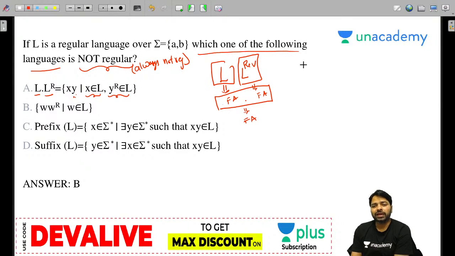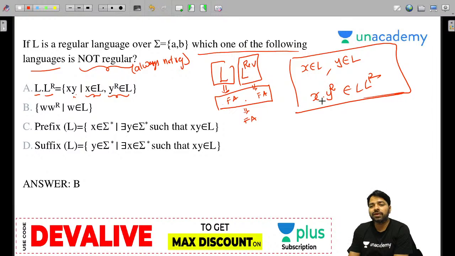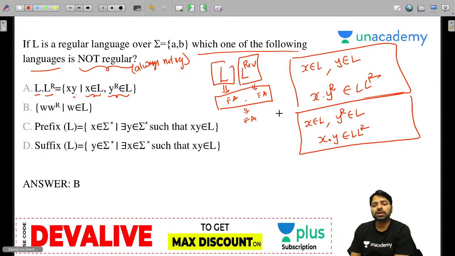If X belongs to L, and Y belongs to L, then X dot Y power reverse belongs to L dot LR. This is one way you can write. The other way: if X belongs to L and Y power R belongs to L, then X dot Y belongs to L L power R. Both are the same. Only the way you write is different. Anyhow, reversal is closed, so you can do that.